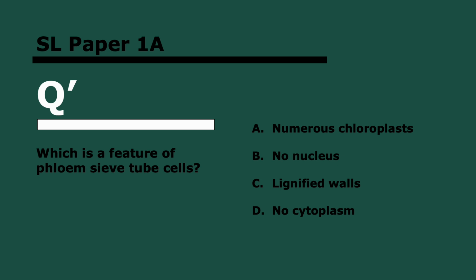Okay, 3, 2, and 1. They don't have a nucleus. So remember, they don't have numerous chloroplasts. That's mostly in cells in leaves, the palisade mesophyll. They don't have lignified walls. That's the xylem. And then they do have cytoplasm. They have less than normal cells, but they do have some. But they don't have a nucleus, to allow sap to flow through.